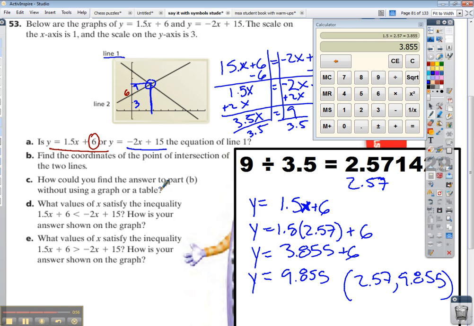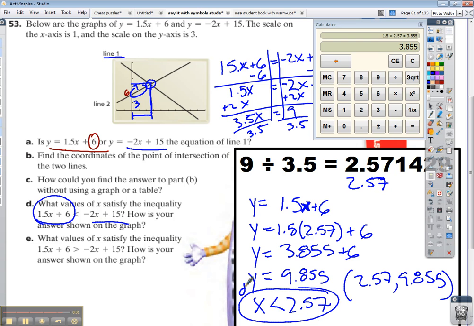Question D. What values of x satisfy the inequality? So in this case, we want this side to be less than that side. Well, from here to here, this equation is smaller than that equation. So the x values would have to be less than 2.57. And that's your answer to D. And that's how it's shown in the graph, right here.